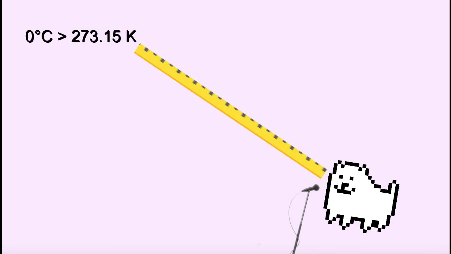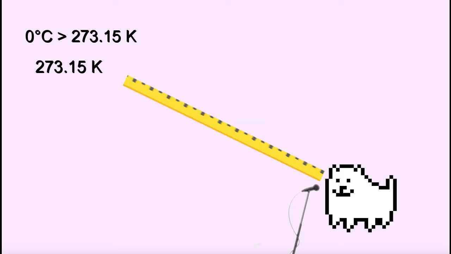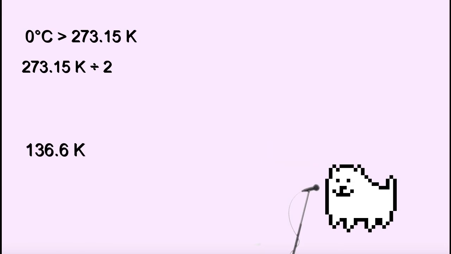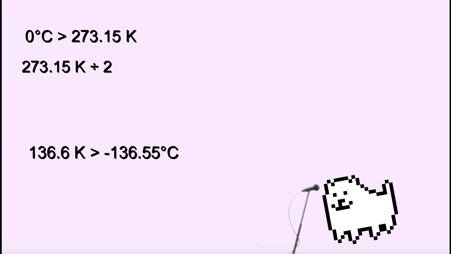Let's assume that the proposed solution is true. A temperature of 0 degrees Celsius will be equivalent to 273.15 kelvins. To make this temperature twice colder than it currently is, we're going to divide it by 2. The answer to that is 136.6 kelvins. Converting back to Celsius, we're going to get negative 136.55 Celsius. Almost intuitively, we can tell that this isn't the right answer, and this is even more obvious when we consider a different example.